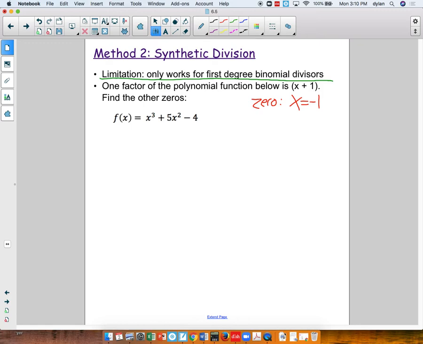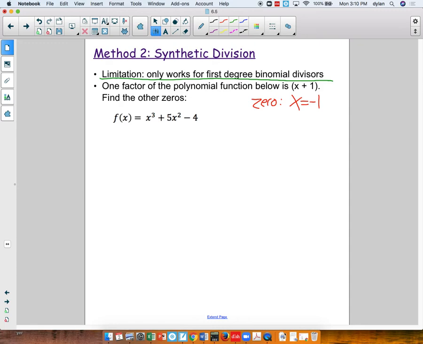We know that there should be 2 more zeros because if you think about it from last section, one of the things we talked about was that when you solve polynomial equations, you end up with the same number of answers as the degree. For this problem, our degree is 3, and so far we only know one of the answers. We know x equals negative 1. So the way you set up synthetic division is we're just going to be looking at the coefficients.